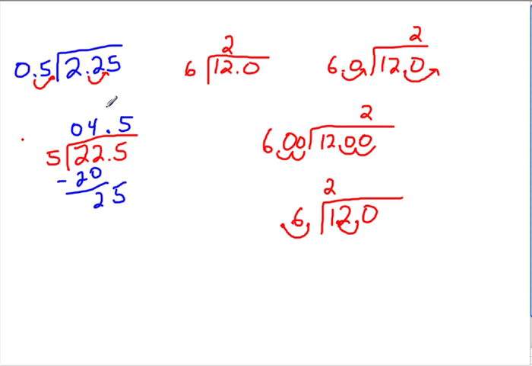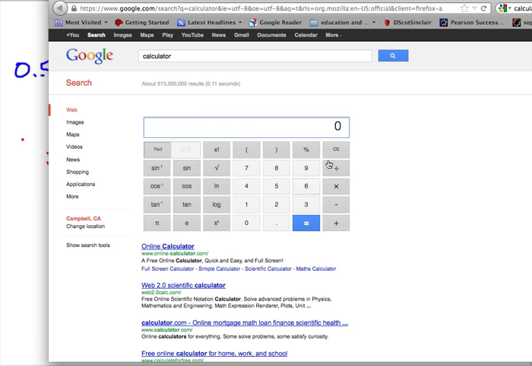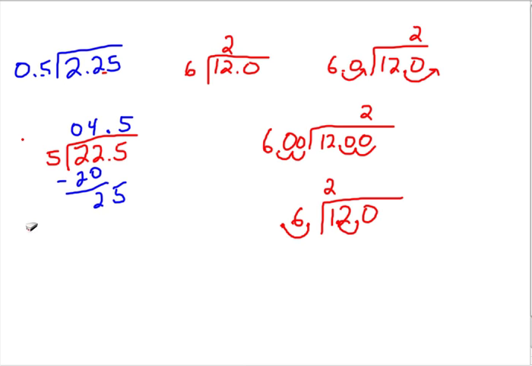Let's use a calculator to double check, because remember, the original problem we were working on was 2.25 divided by 0.5. So let's check that out. 2.25 divided by 0.5, and we get 4.5. And once we move the decimal over to get rid of it, we also get 4.5. Okay, so whenever you get a decimal outside the house, make sure to move to the right until it is gone. Okay, let's try another.